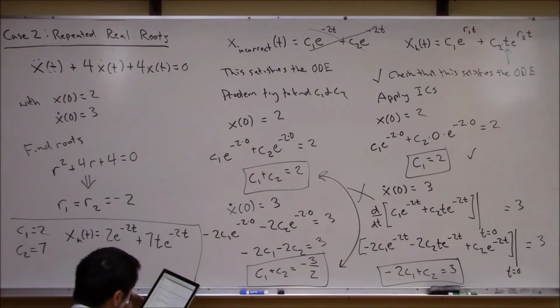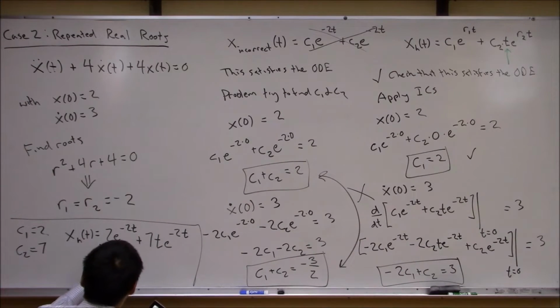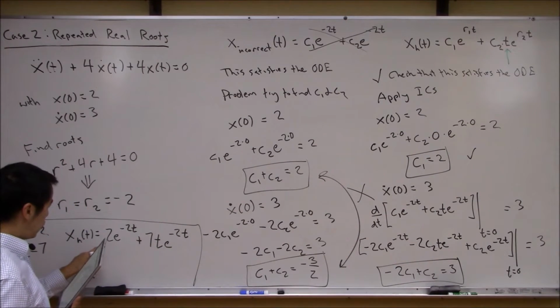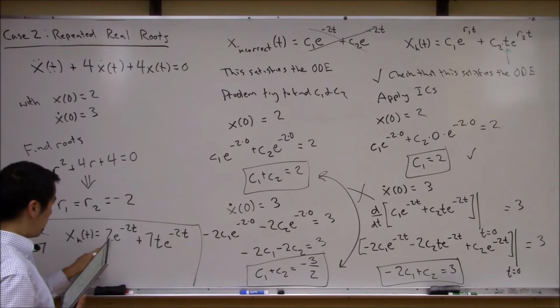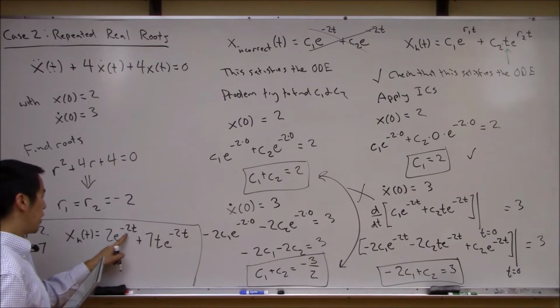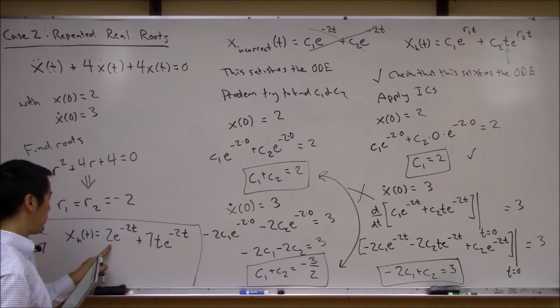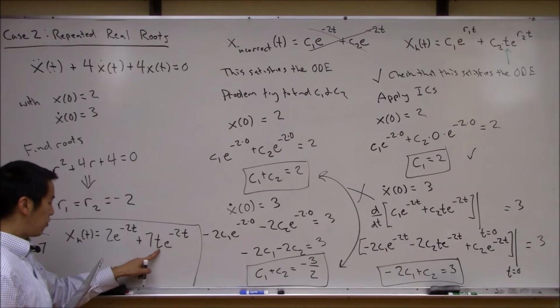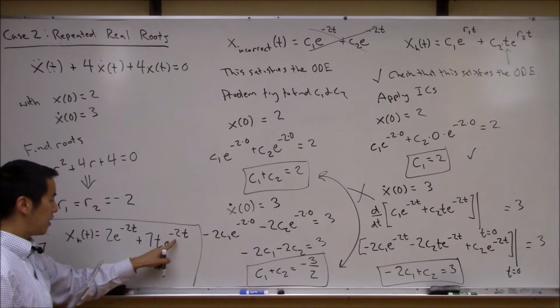Feel free to plot this if you want to see its behavior. What's interesting is that you might be tempted to say this thing might explode, because the first term is a decaying exponential, e to the negative 2t, which definitely goes to 0. And the question here is, you've got a growing term, t, and a decaying term, e to the negative 2t.